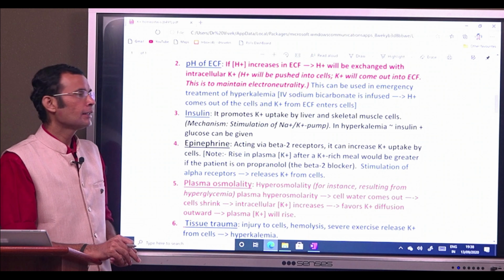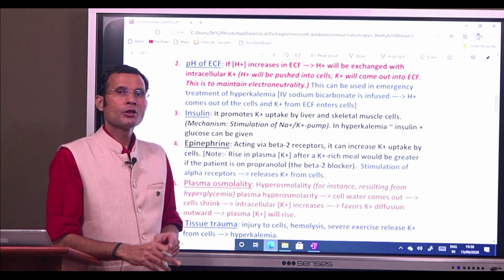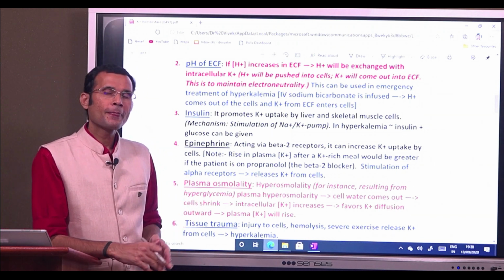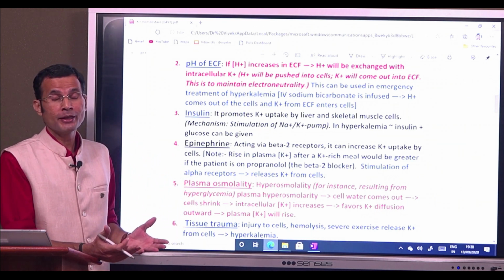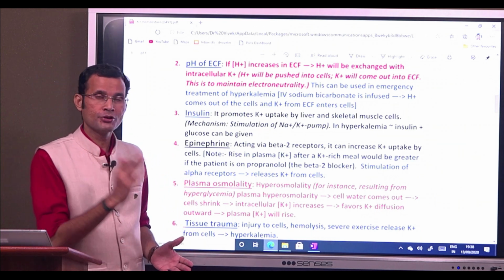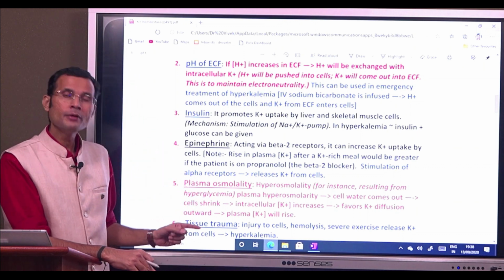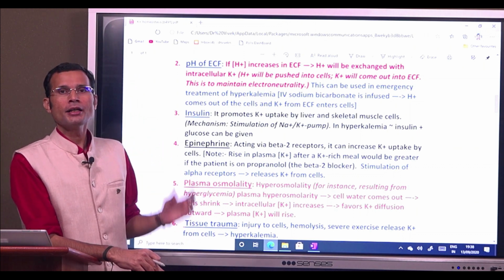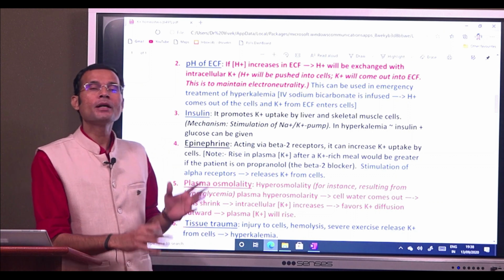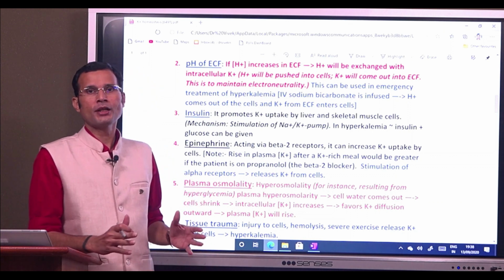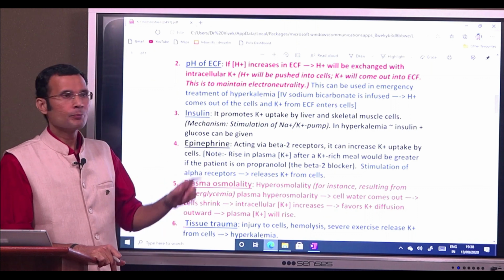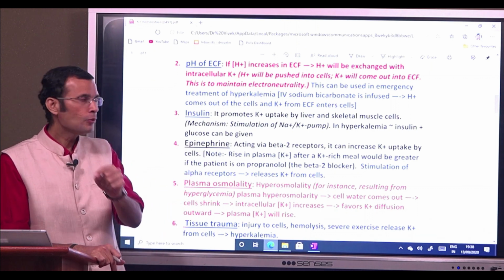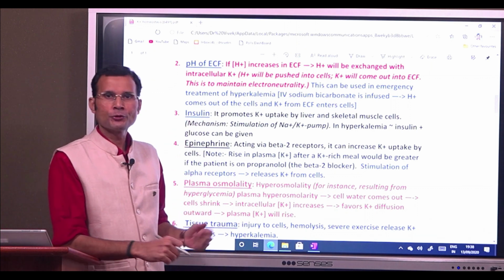So insulin is given. But remember, don't just give insulin, you need to also give glucose along with it. Otherwise, it might cause serious hypoglycemia if you just give insulin. So insulin and glucose are given if there is hyperkalemia, increased potassium levels in the plasma. That potassium will be pushed into the cells by the insulin. How? Increased activity of the sodium potassium pump.